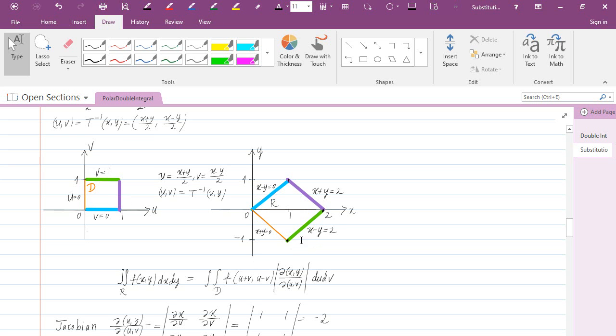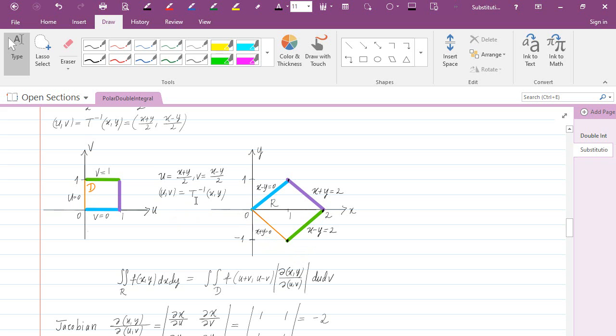Similarly, the green side of R is given by x minus y equal to 2, and if x minus y is 2, then v is 1. So the green side is given by the line v equal to 1 in the uv plane, and lastly the orange line here is mapped onto the orange line here where u is 0.